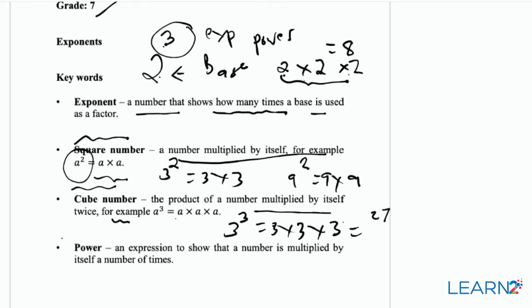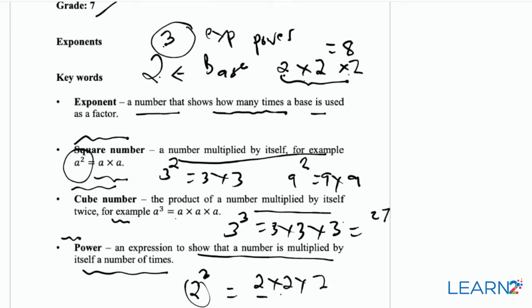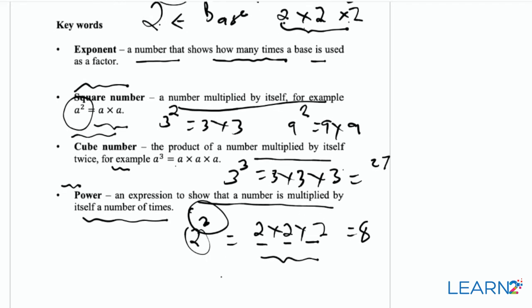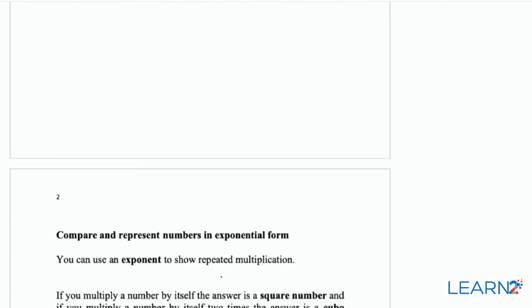What do we mean by power? This is an expression to show that a number is multiplied by itself a number of times. So for example, 2 cubed means the number 2 is multiplied by itself: 2 times 2 times 2. It's multiplied 3 times by itself, which gives you 8. And that 3 tells you how many times to multiply it by itself.